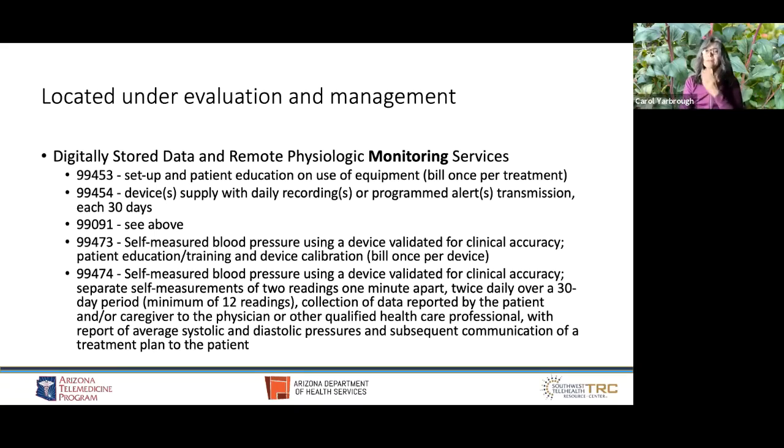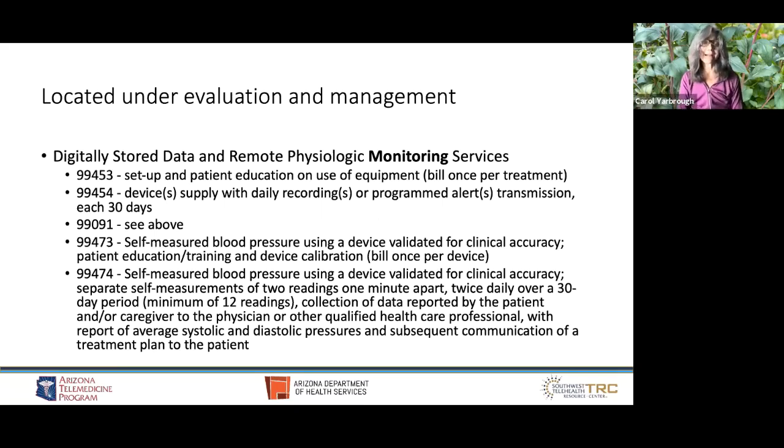99473, and you're like, wait a minute, where's 99457? We're not there yet. We're talking about the monitoring services and where they're grouped in the CPT book. So the 99473 is self-measured blood pressure, bill once per device, ever. So that's like the 99453. You bill it once per device or per treatment initiation.